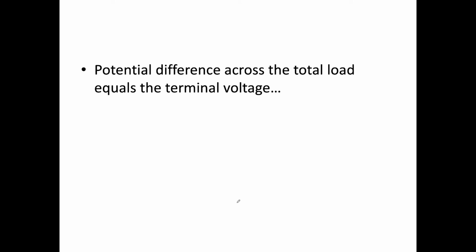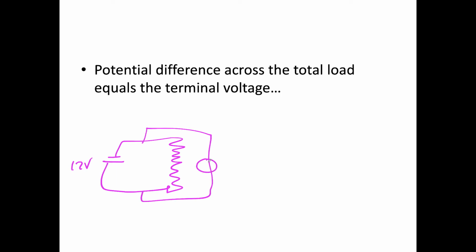So the potential difference across a total load should equal the terminal voltage. If we have a battery, and it's a 12-volt battery, and we've got it going around, and there's a whole bunch of resistors, and it comes back here, and we have a voltmeter going from here to here, this is a voltmeter. It will read 12 volts. Same thing as this. So the battery voltage should equal the total voltage across all the resistors and capacitors and so forth.